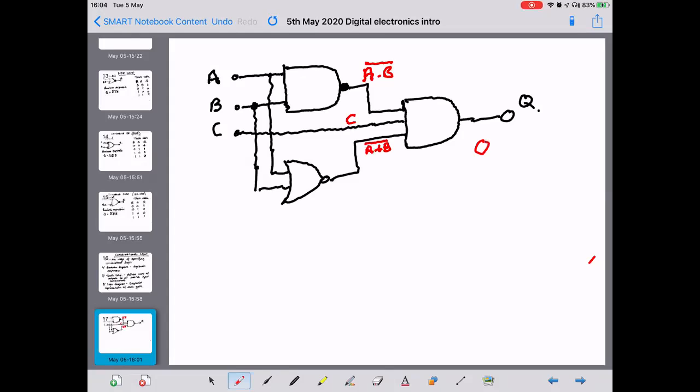And therefore, Q is equal to A and B inverted, and A or B inverted, and C. Yep, that would be the full expression because this AND gate is AND and these other three together.